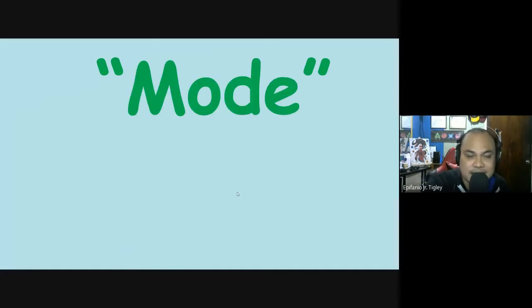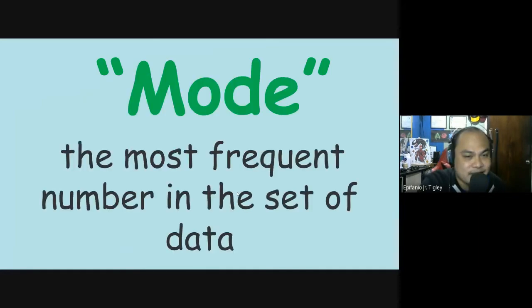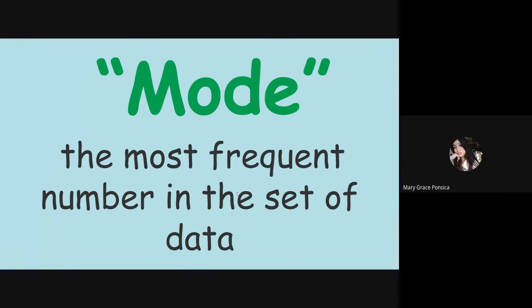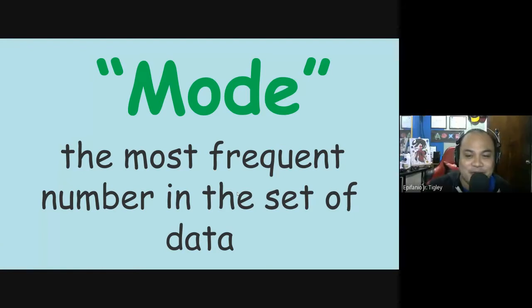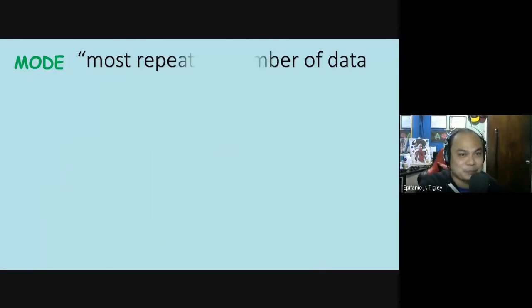Let's continue with our mode. The mode is, here's the definition: the most frequent number in the set of data. The one that keeps repeating. Anyway, again, the mode is the most frequent number in the set of data. Let's have an example. The most repeating number of the data.